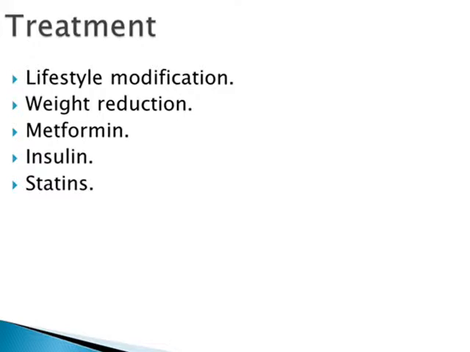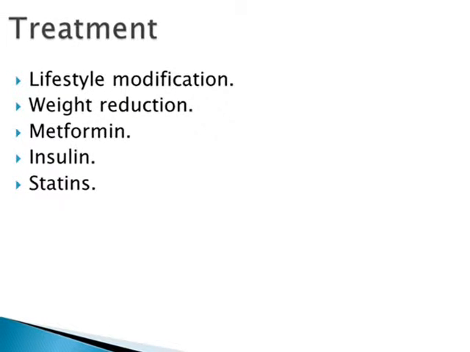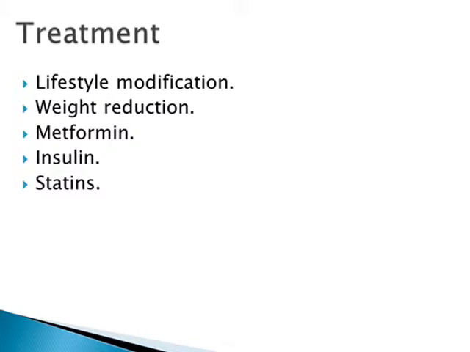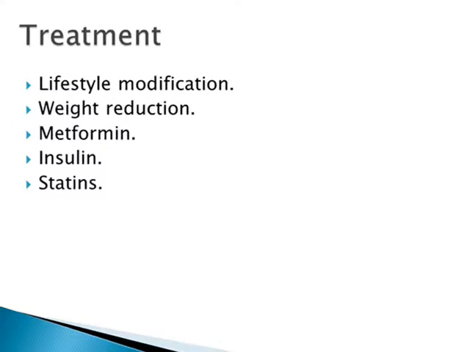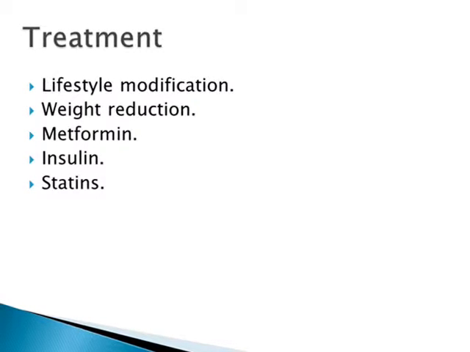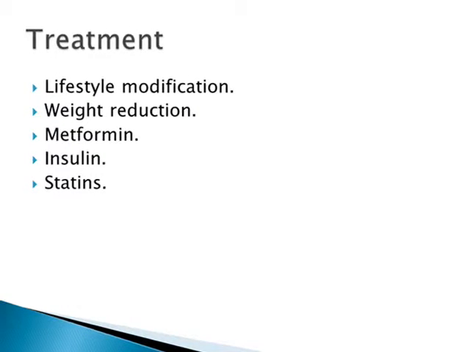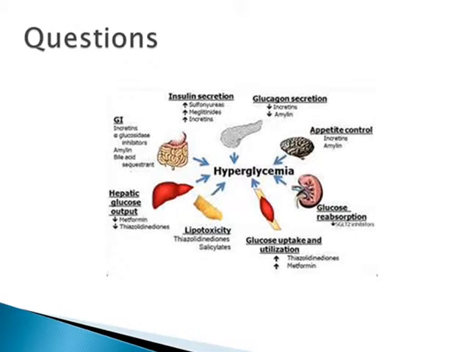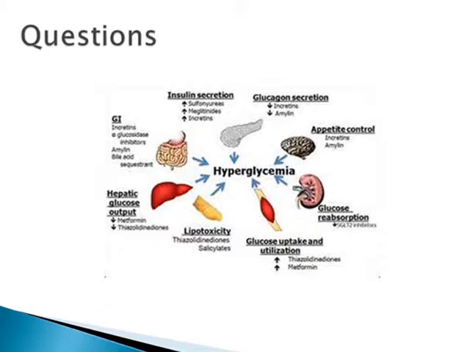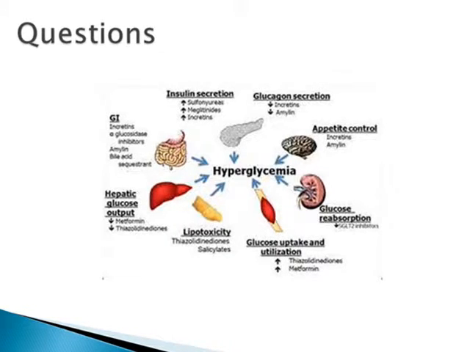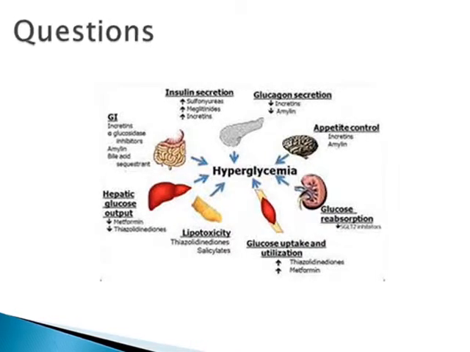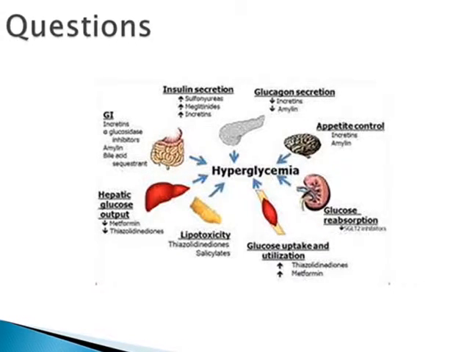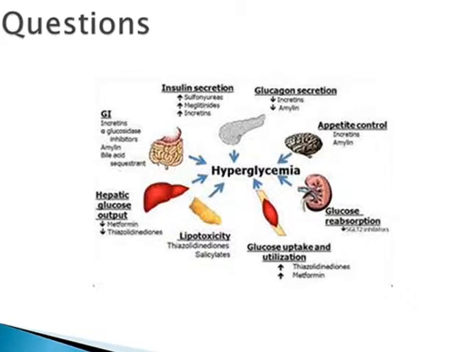Treatment is lifestyle modification, weight reduction, a drug called metformin which also helps to reduce the weight, insulin if they're insulin dependent, and statins because of the risk of high cholesterol as well. And here we have a picture of the organs that are affected: the kidney, the liver, the brain, the pancreas. Ultimately, most every organ is affected in diabetes mellitus.